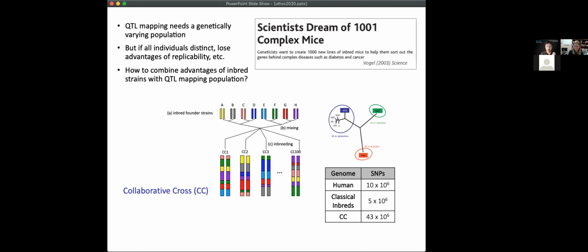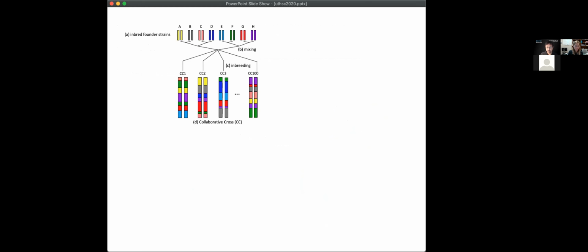So each inbred strain is inbred, so you can get replicates from it. If you look across the inbred strains, you have genetic diversity and the basis for QTL mapping. So that's the collaborative cross, and there are a bunch of derived populations you can make from that population.